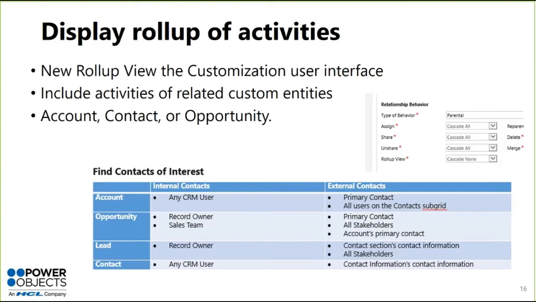We now have the ability to turn on roll-up view. Now, this is not available for any of the managed relationships that are out of the box, but it is unlocked and available for you, or it's available if you change the type of behavior from parental to relational for those relationships where we have the ability to, for account, contact, and opportunity, include activities of related custom entities. So we have some more depth of view into that data and have it coming to the surface a little more easily. We have the capability of adding that now for those three really important parts of our Dynamics CRM interface.